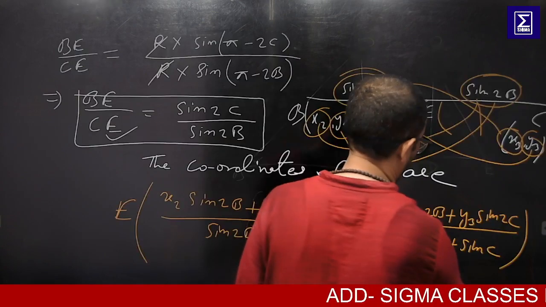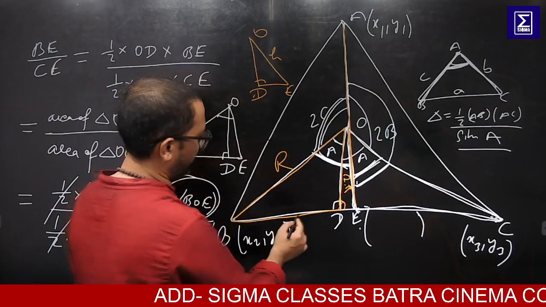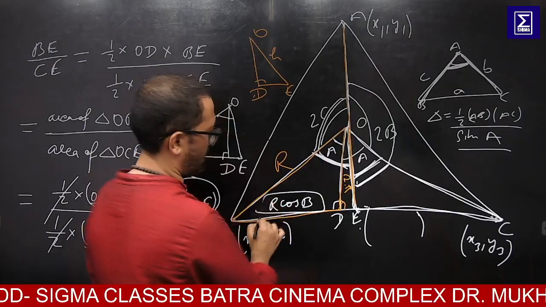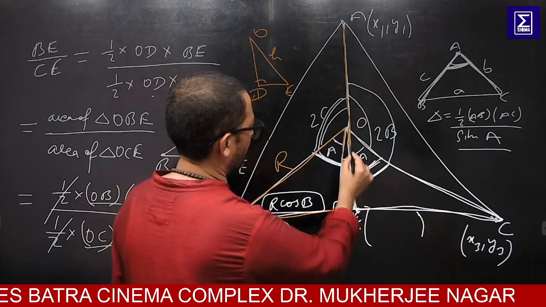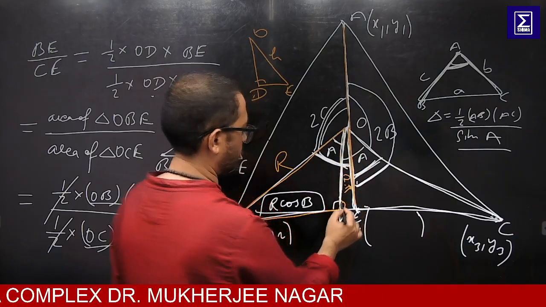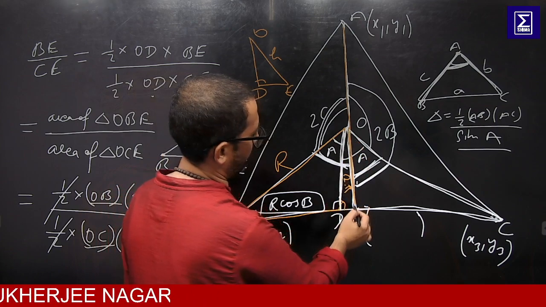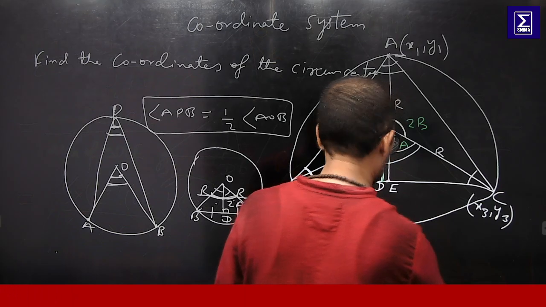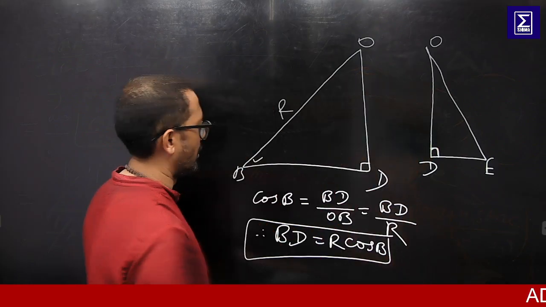Now see the slide previously. We got this BD. BD is nothing but R cos B. This we got it, R cos B. And here in this triangle, if we need to get OD, and the same can be applicable here also, like this we can use it. So just come to the previous slide. Here cos B, BD we got.